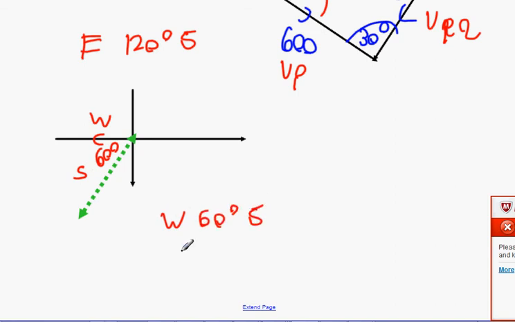And what's the other one? South 30 degrees, west.